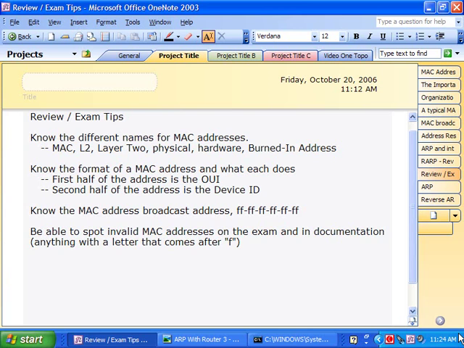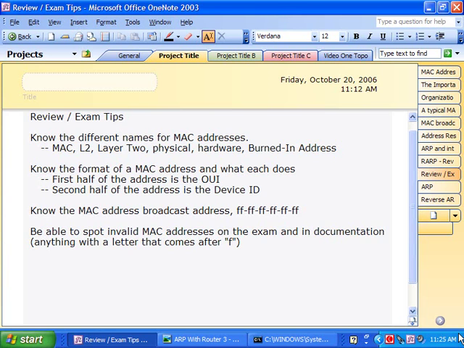But just in case, MAC, L2, Layer 2, physical, hardware, and burned-in address, or BIA, those are all names for a MAC address. You must know the format of a MAC address and what each part does. The first half of the address is the OUI, the organizationally unique identifier. That's assigned to one vendor and one vendor only. The second half of the address is the device ID, and that is simply a combination of hex values that that particular vendor has not used yet with that particular OUI.